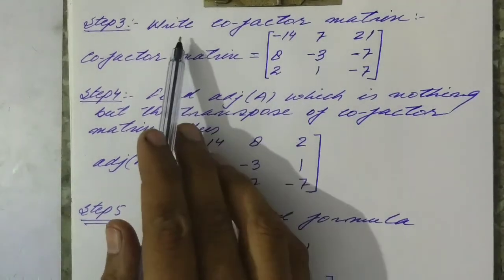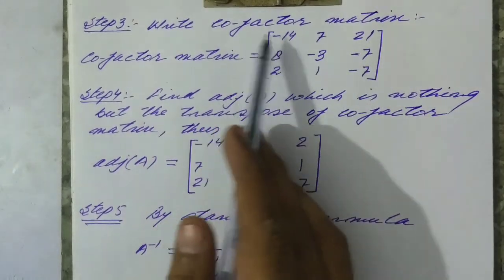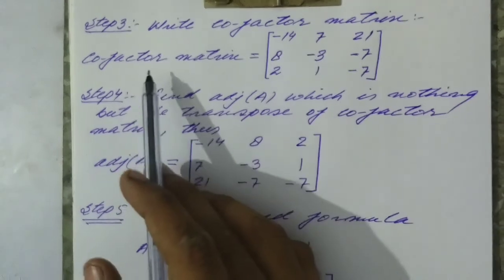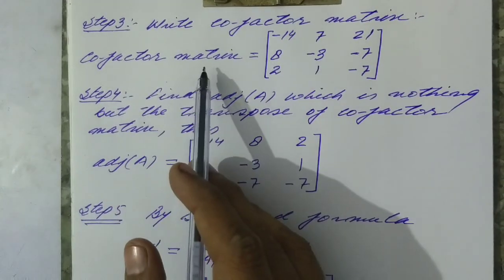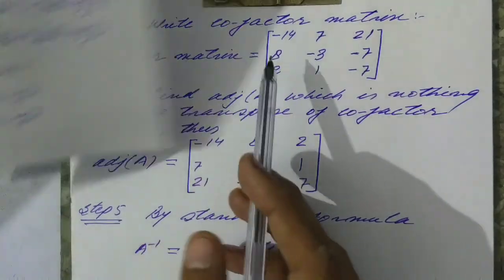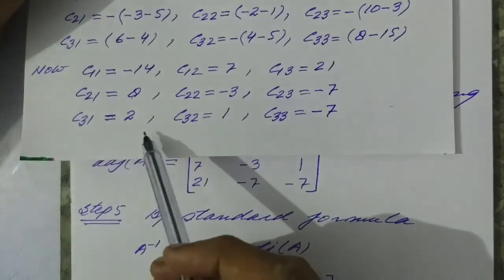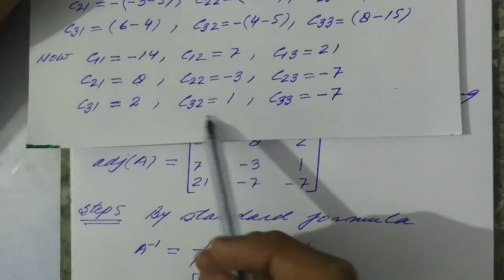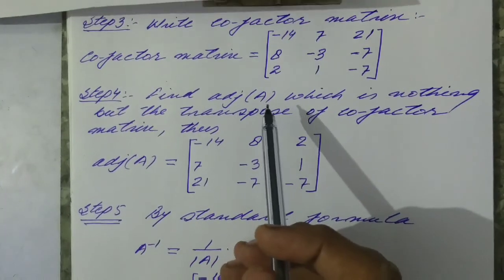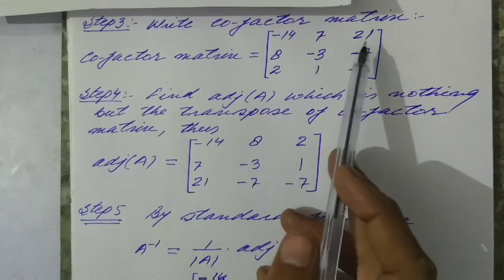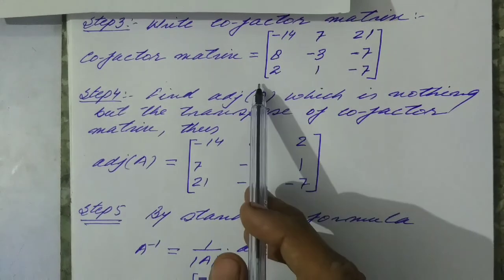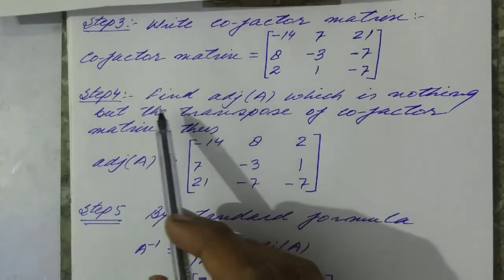Now we come to step 3, write the cofactor matrix. So the cofactor matrix is the matrix of cofactors. As we have found cofactors in the previous step, we write all these cofactors in the form of a matrix, which is called the cofactor matrix. So here: minus 14, 7, 21, 8, minus 3, 7, 2, 1, minus 7.